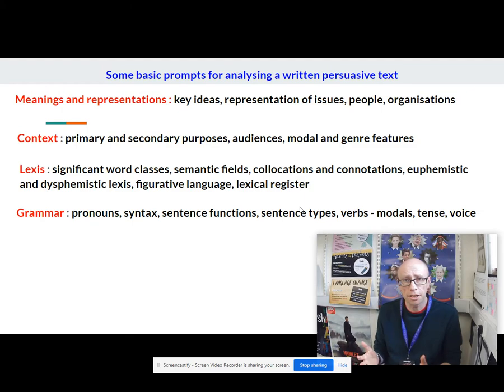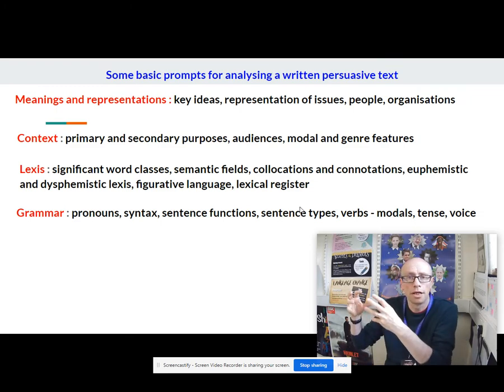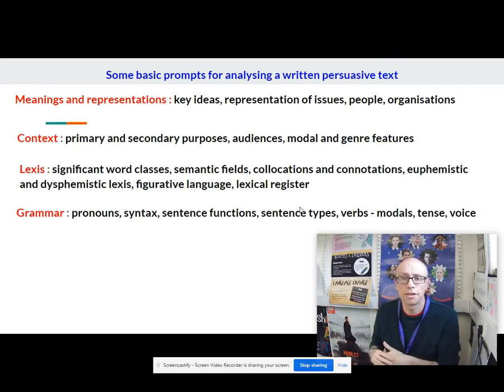Think about the syntax. Is the syntax completely conventional, or in fact have we got inversion going on where particular words are, for example, foregrounded at the beginning of a sentence, or given rhetorical weight by being placed at the end of a sentence? Think also about sentences. So sentence functions, what variations have we got? Is it just declaratives, or do we have imperatives? Do we have interrogatives? Maybe exclamatives.